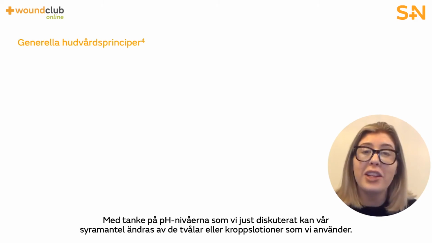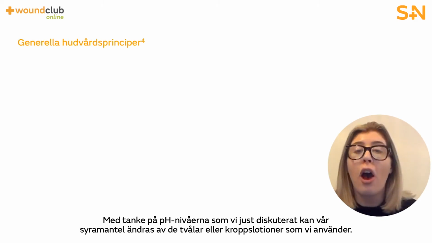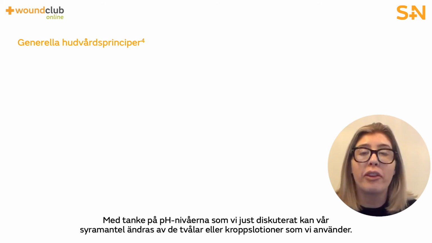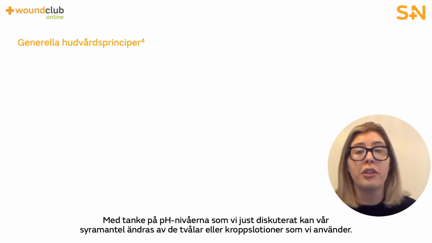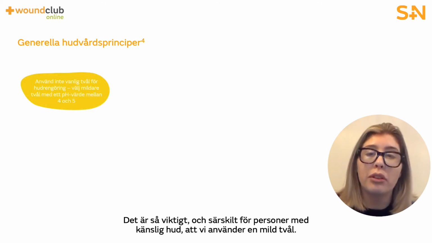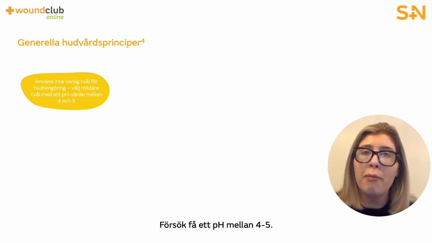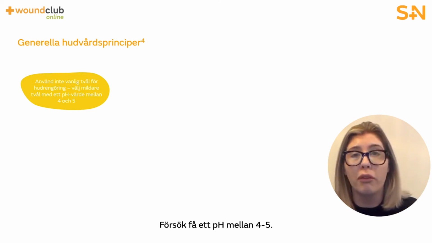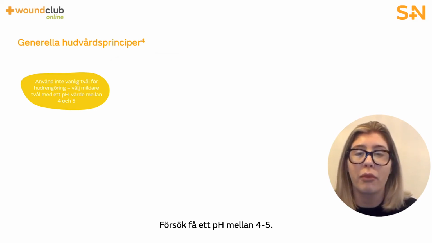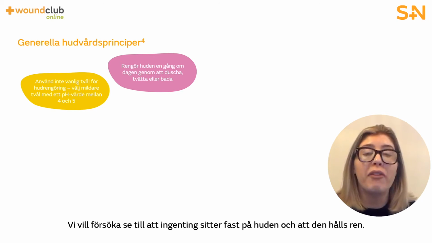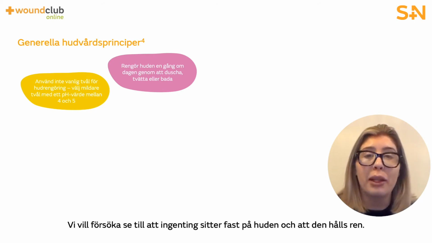Thinking about the pH levels we just discussed, our acid mantle can be changed by the soaps we use and the body lotions. It's so important, and especially for people with vulnerable skin, that we use a mild soap. Try and make sure that the soap or body lotion has a pH between 4 and 5 to avoid disrupting the acid mantle. We want to make sure we have nothing sitting on the skin and that it's kept clean.